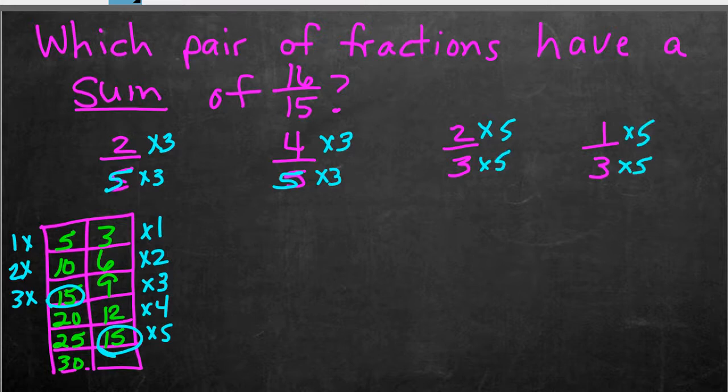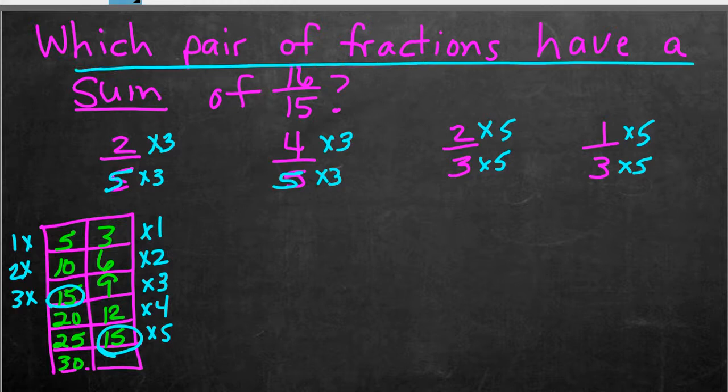All right, so now we're ready to get common denominators, and then it will be easier for us to tell which pair of fractions have a sum of 16 out of 15. So let's go ahead and solve this. We're going to take 2 times 3, and we'll get 6. 5 times 3, and we get 15. So there's our common denominator.